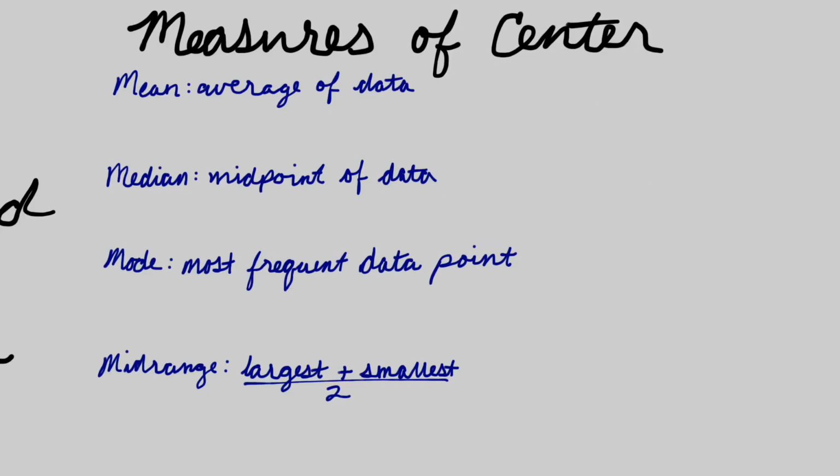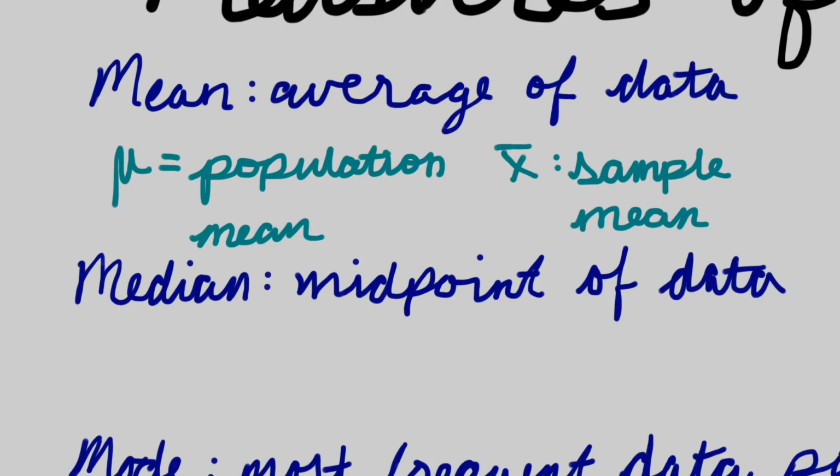First we're going to talk about the measurements of center. We have several different kinds. We have the mean, which is basically the average of the data. For the mean, there are two different kinds of mean: the population mean and the sample mean.